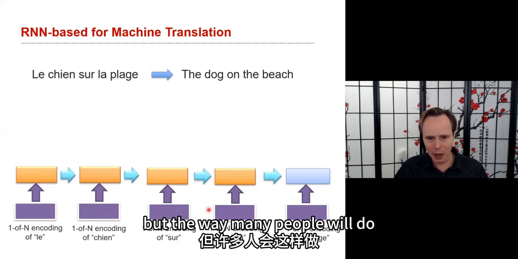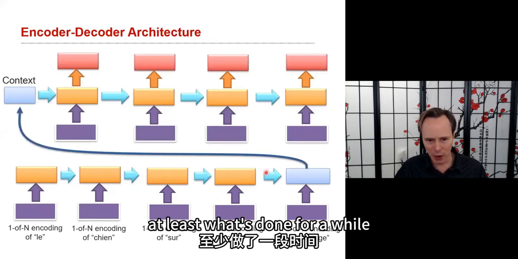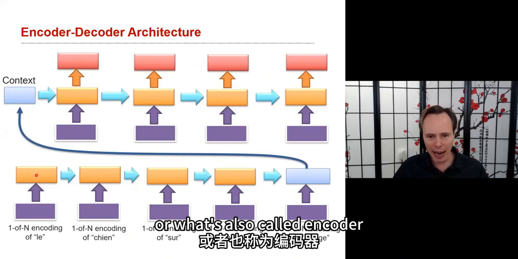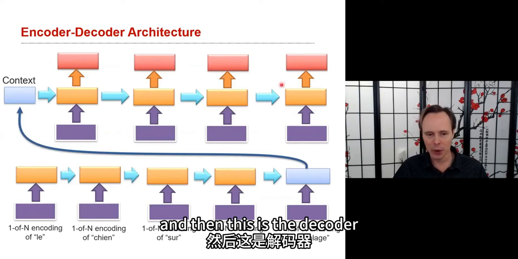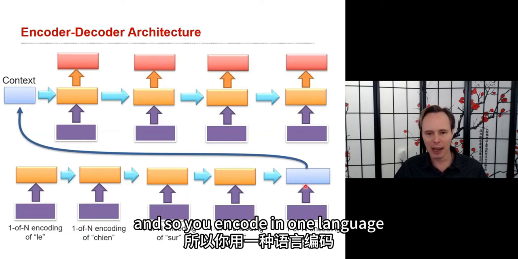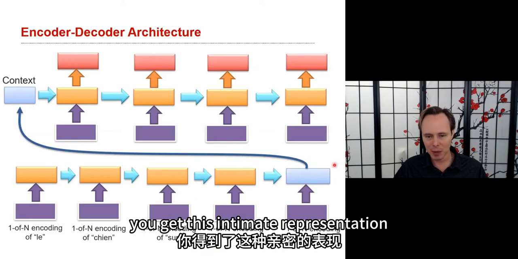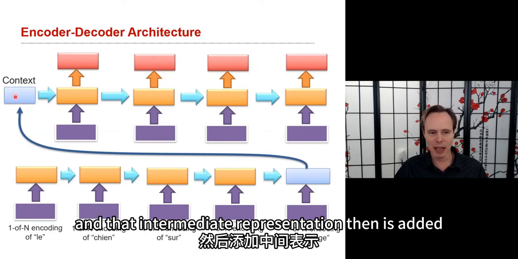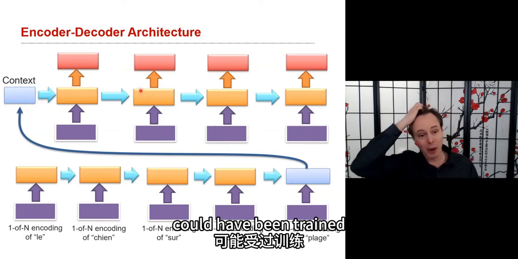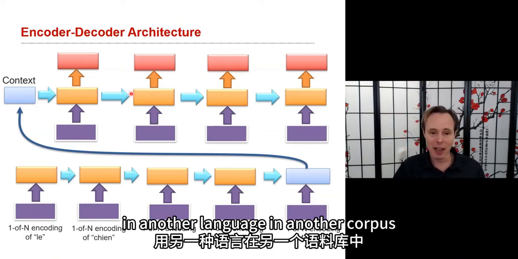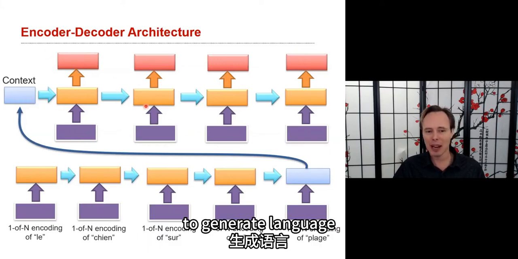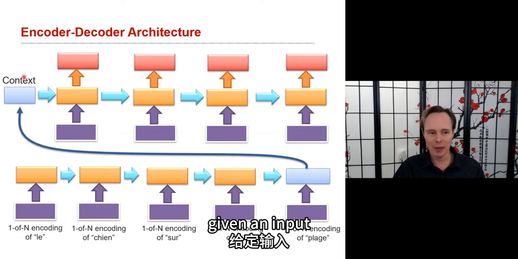But the way many people will do, at least was done for a while, is to do it in a sequence-to-sequence model, or what's also called encoder, and then this is the decoder. So encode the sentence and then decode the sentence. And so you encode in one language, you get this intermediate representation, and that intermediate representation then is added to a language model. That language model could have been trained in another language, another corpus. So you could have trained in another corpus to generate language given an input.